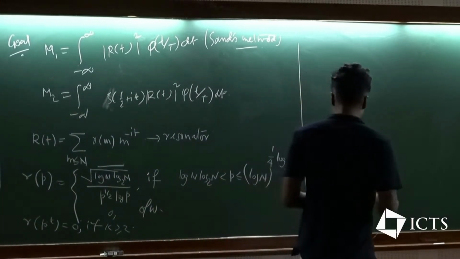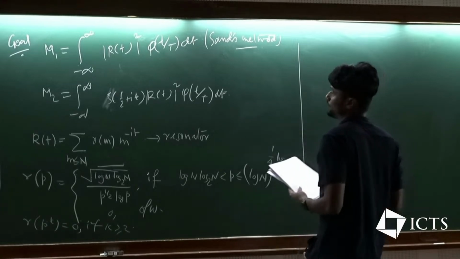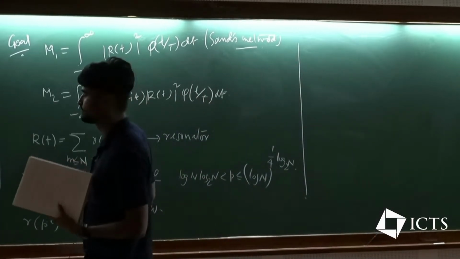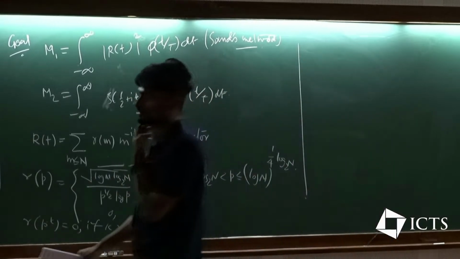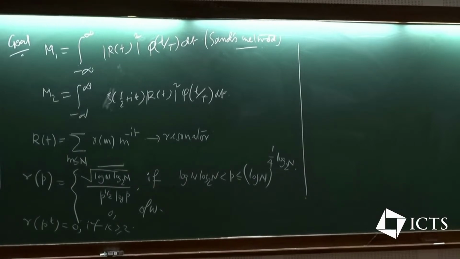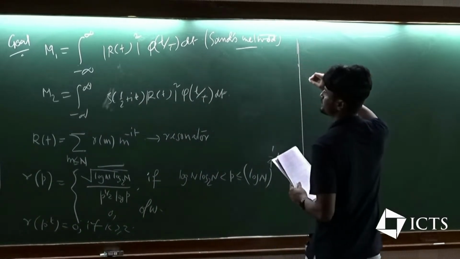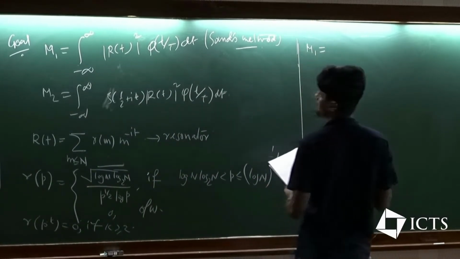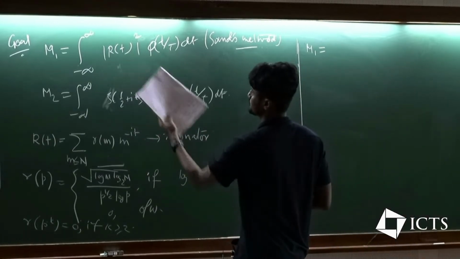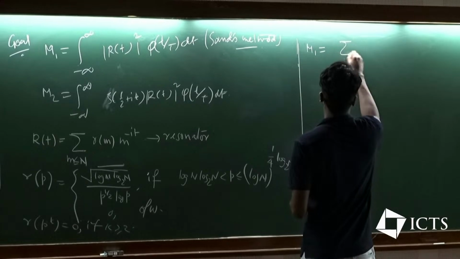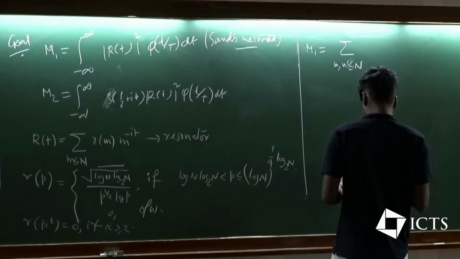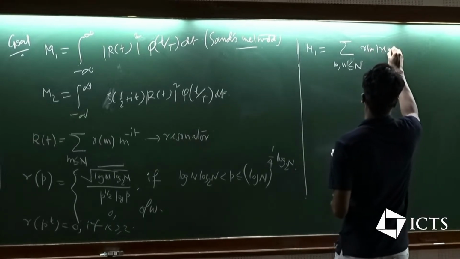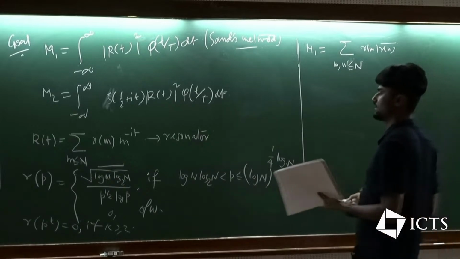Now I just want to compute a few steps of these integrals M1 and M2, from which you can understand where this kind of result of Bondarenko and Seip, they got this improvement. So let's try to evaluate the integral M1 first. If you expand your R(t) squared, then we end up with the sum over m, n bounded by N, r(m) r(n) bar. For now, we just take this r(m) maybe a complex number.